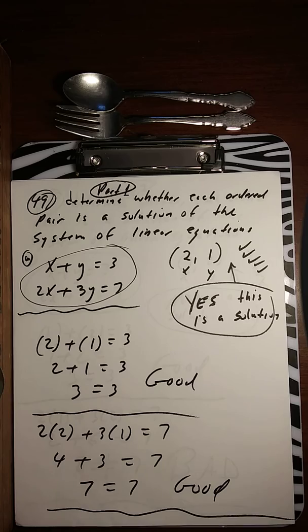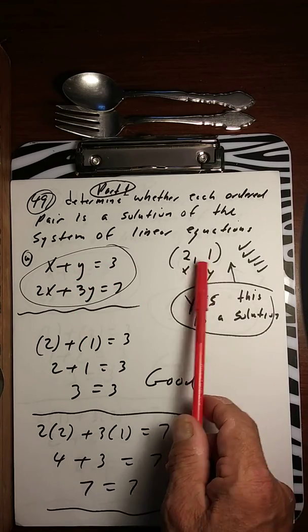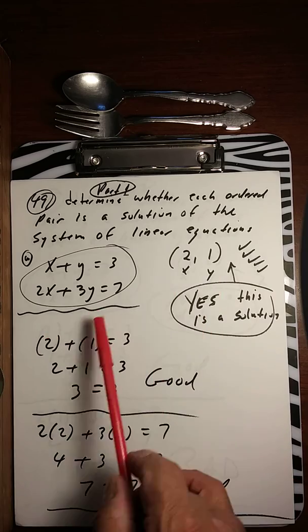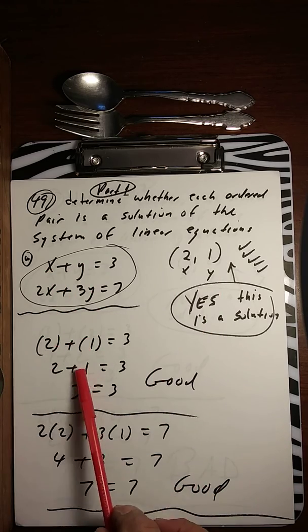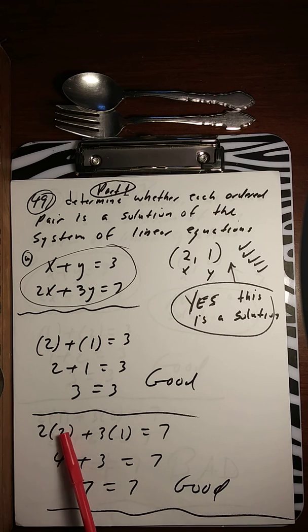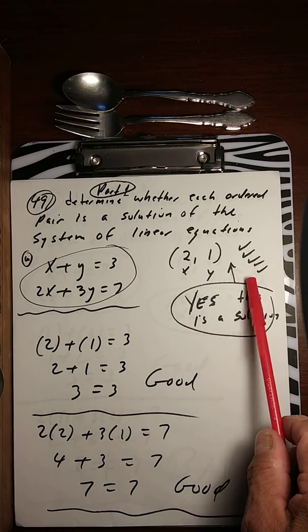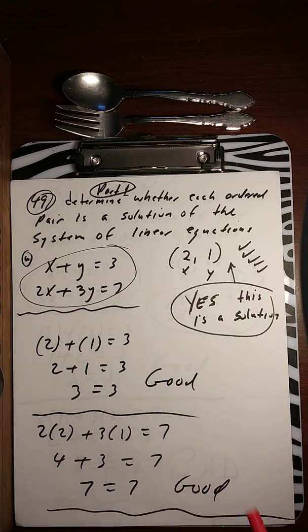Determine whether each ordered pair is a solution of the system of linear equations. So is 2, 1 an answer? Let's try it. Put a 2 there, and put a 1 in there for the x. 2 plus 1 is 3. 3 equals 3, good. How about the second one? 2 times 2 plus 3 times 1. 2 times 2 is 4, and 4 plus 3 is 7. Does that match? Yes, good. This is a solution of that system.